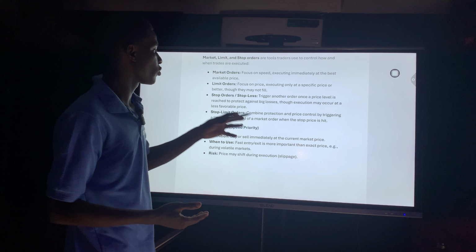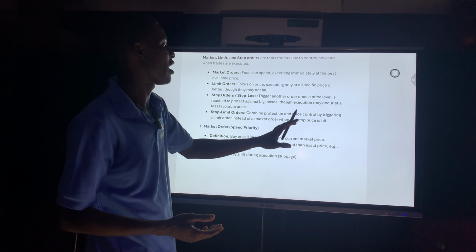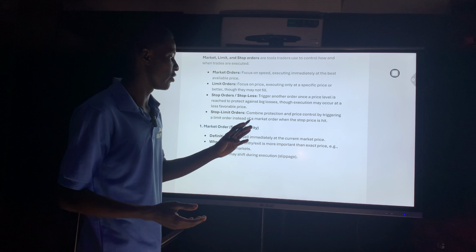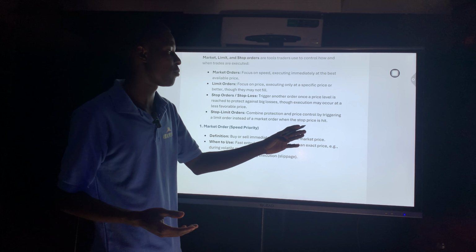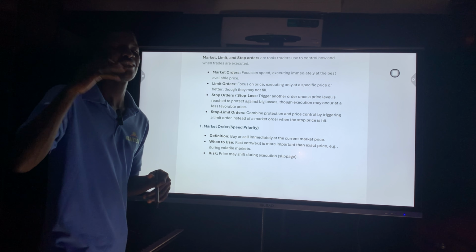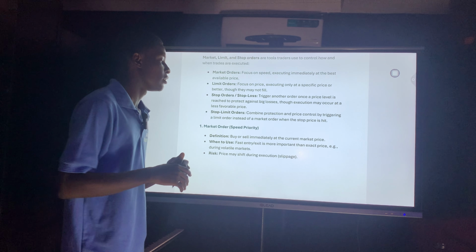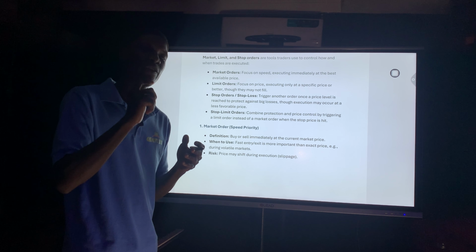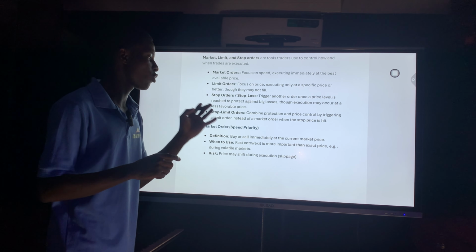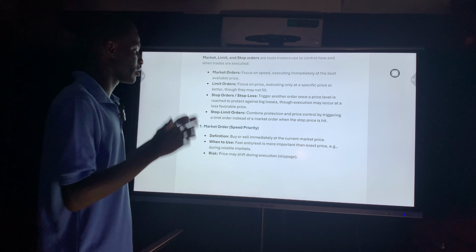Now we have the stop limit orders. They combine protection and price control by triggering a limit order instead of a market order when the stop price is hit. Now all of this I'm going to be explaining in the next video I'm going to be posting. I'm going to simplify every one of them, from market orders, limit orders, stop loss, to stop limit orders. I'm going to explain everything.